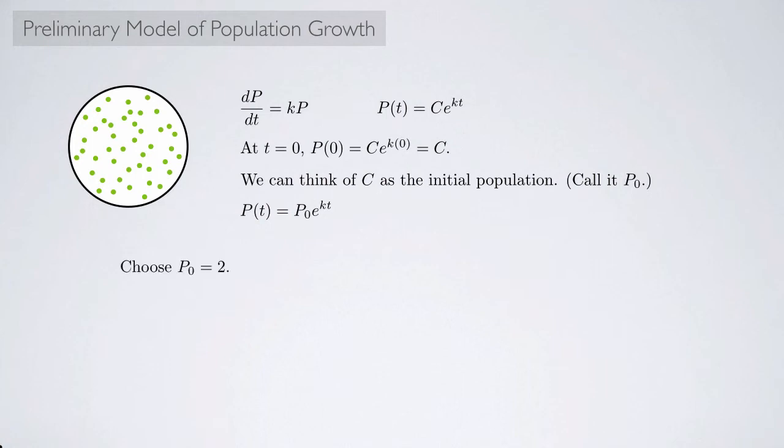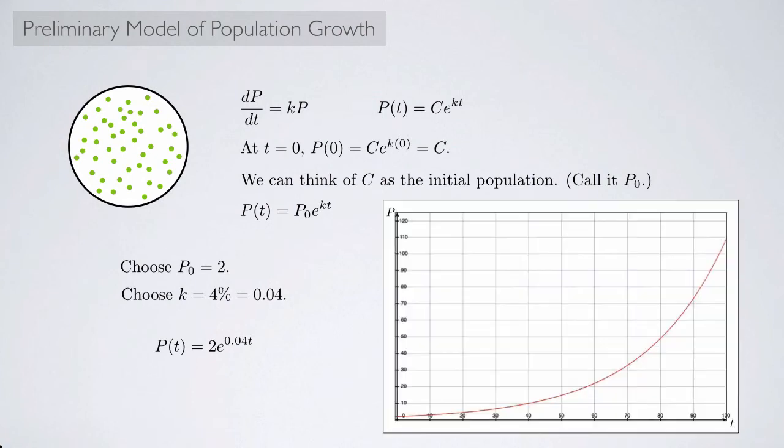So let's choose some specific values here. Suppose we have an initial population of 2 and we have a growth rate of 4%, and I'm going to rewrite that as 0.04. Then we have the function P of t equals 2 e to the 0.04t power. And if I graph this, I get what you would expect, something that looks like an exponential function, something that starts off at 2 and then grows exponentially over time.